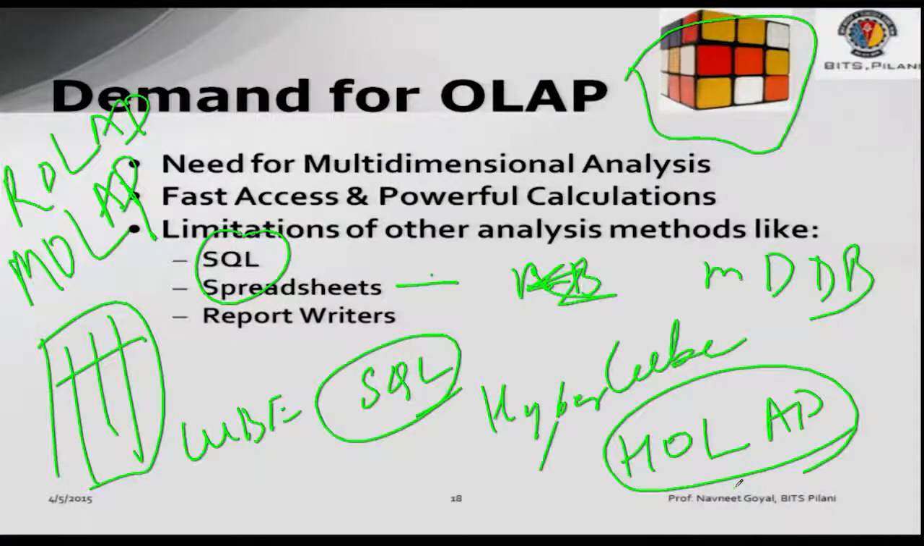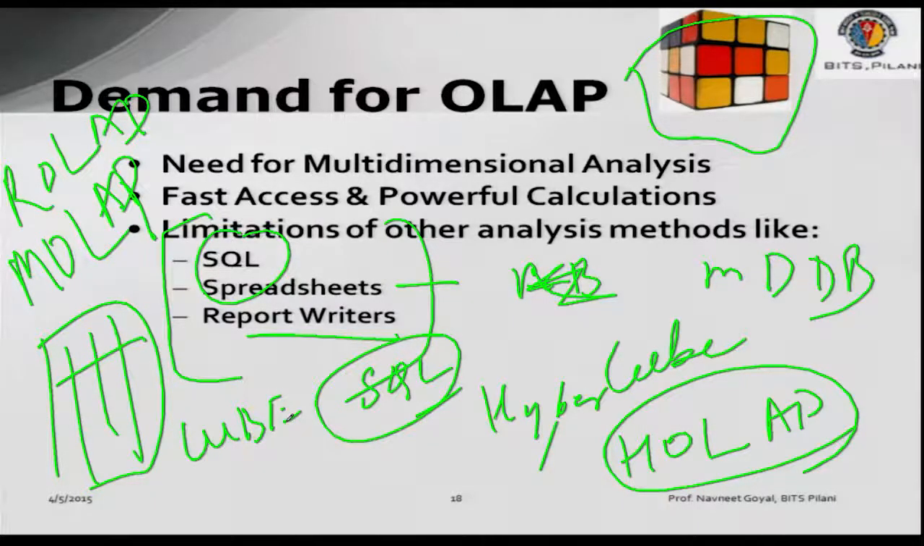And of course, report writers have their own limitations. They basically don't do much computation. They just take different data from different tables and put them together into a report. So very minimal calculations are performed by report writers. What we are trying to see here is that SQL may not be appropriate, or it has its own limitations.